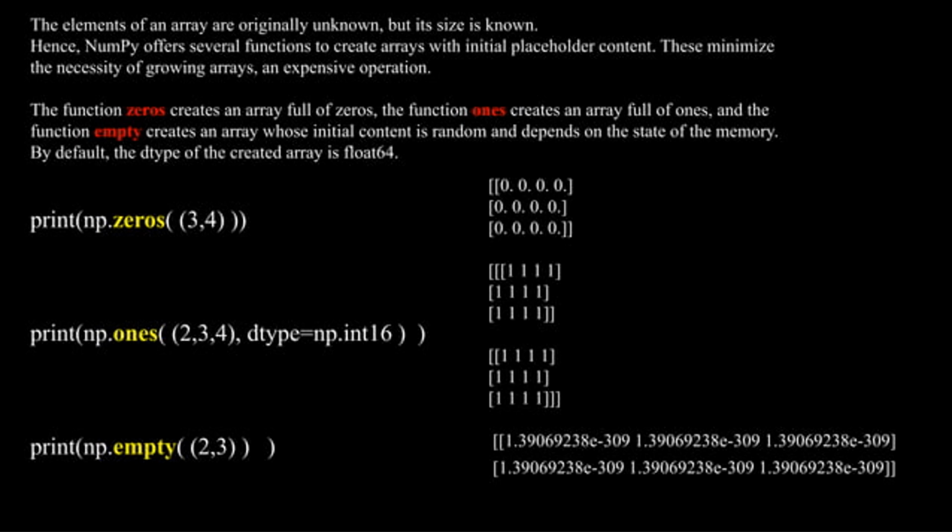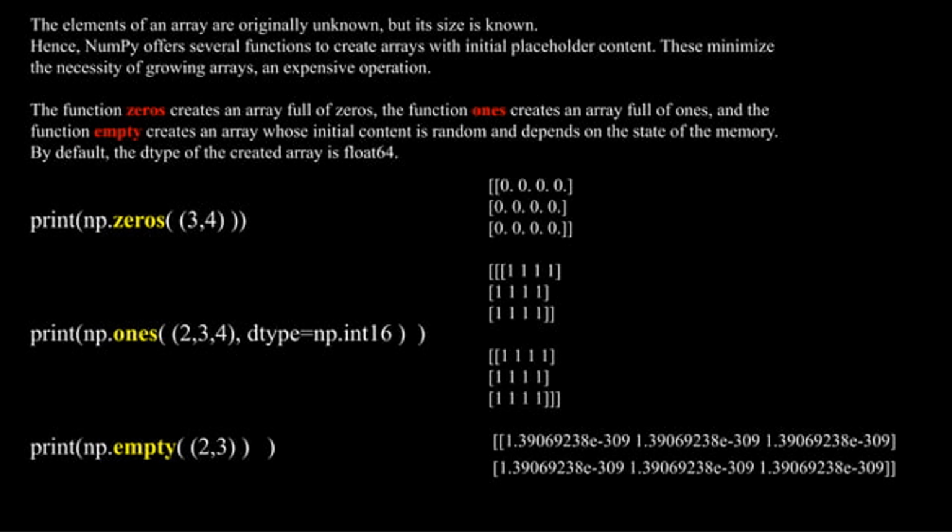The function zeros creates an array full of zeros. The function ones creates arrays full of ones. And the function empty creates an array whose initial content is random and depends on the state of the memory. By default, the dtype, meaning data type, of the created array is float64.